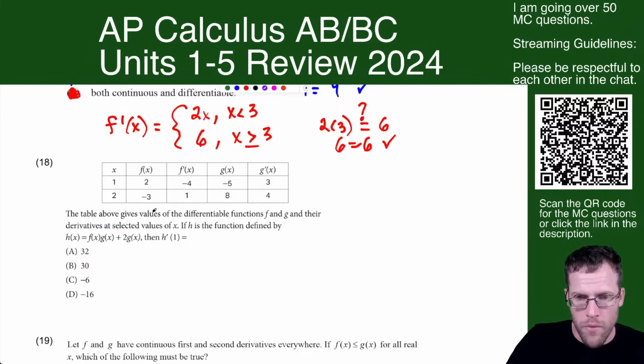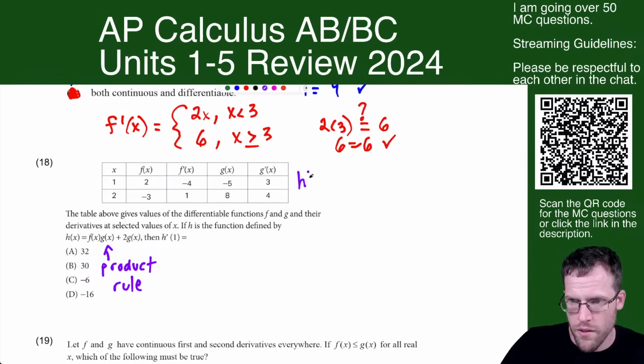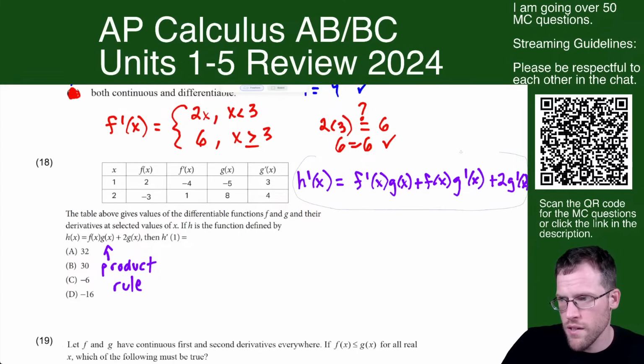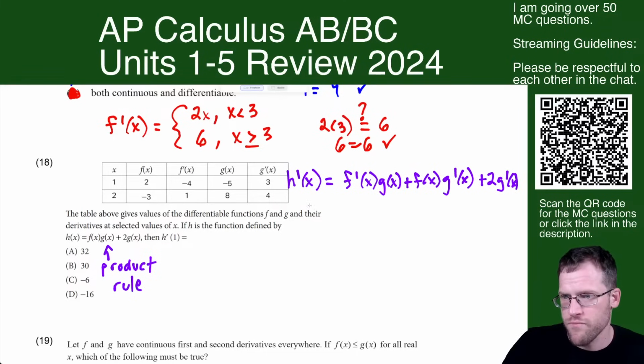So yeah. All right. So here we have h of x, and we want to find h prime of 1. This part here we need product rule. So we start this off. h prime of x, I'll just write it over here, is product rule. So we have f prime g plus f g prime, and then plus 2g prime. I'm going to move this over. I ran out of real estate. Okay. So product rule, and the derivative of 2g of x is just 2g prime.